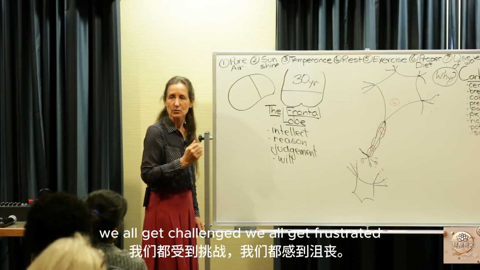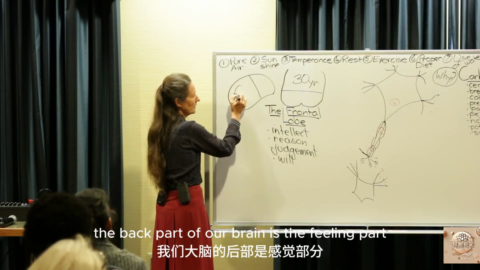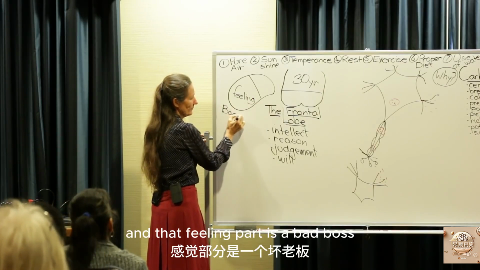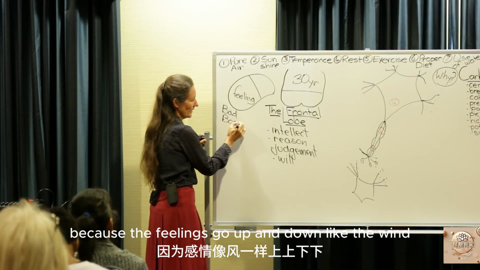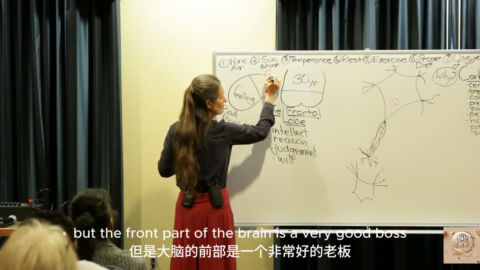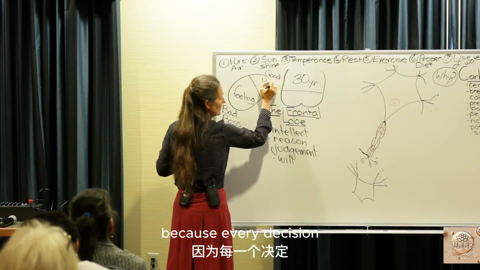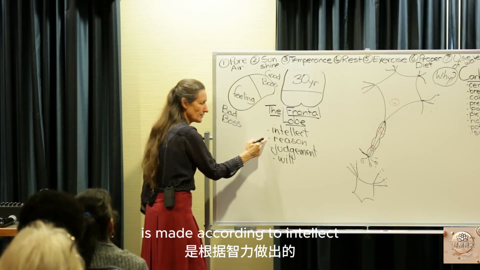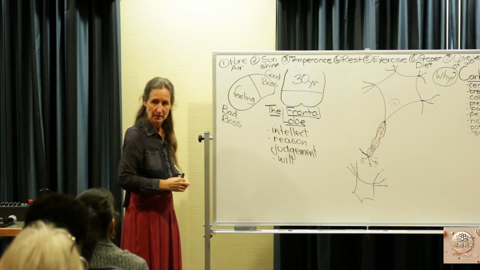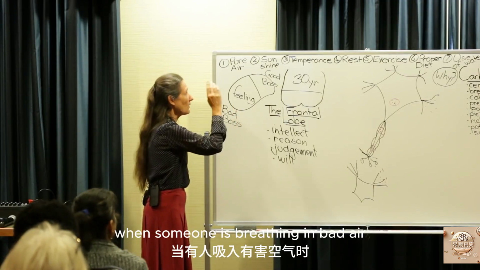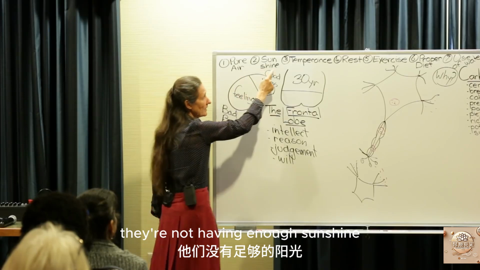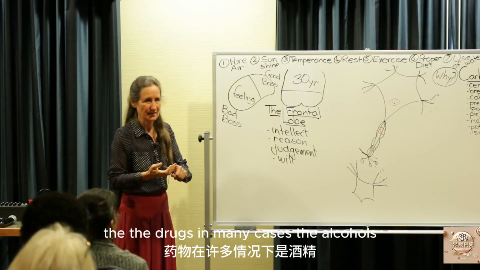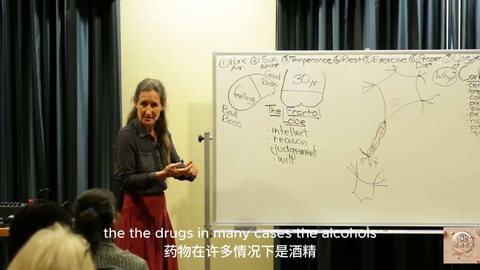We all get challenged, we all get frustrated. The back part of our brain is the feeling part. And that feeling part is a bad boss because the feelings go up and down like the wind, but the front part of the brain is a very good boss. Because every decision that this part of the brain makes is made according to intellect, reason and judgments, and that's what it should be. Do you know the problem is when someone is breathing in bad air, they're not having enough sunshine, they're living on the stimulants, the sugars, the caffeines, the drugs in many cases, the alcohols.